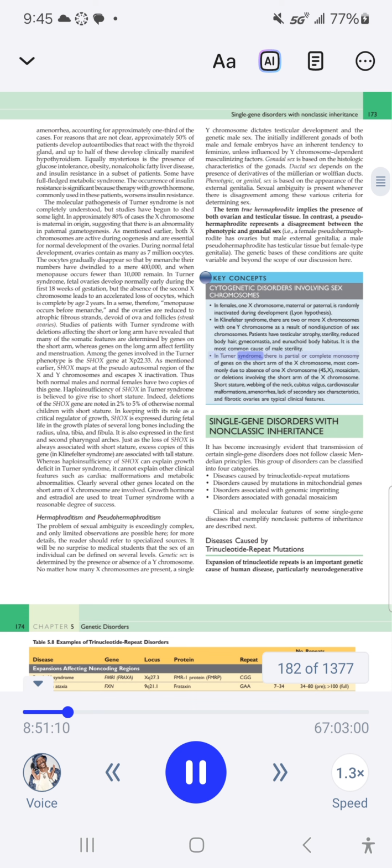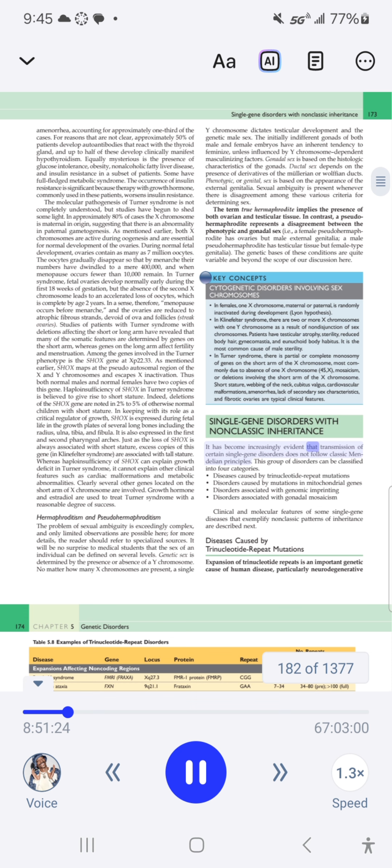In Turner syndrome, there is partial or complete monosomy of genes on the short arm of the X chromosome, most commonly due to absence of one X chromosome, 45,X, mosaicism, or deletions involving the short arm of the X chromosome. Short stature, webbing of the neck, cubitus valgus, cardiovascular malformations, amenorrhea, lack of secondary sex characteristics, and fibrotic ovaries are typical clinical features. Single gene disorders with non-classic inheritance.